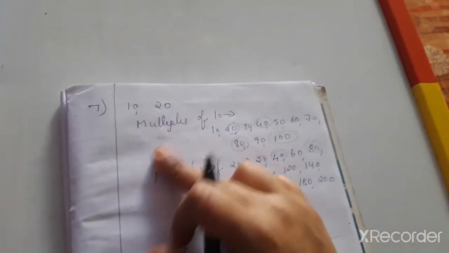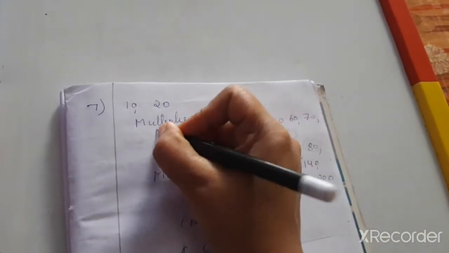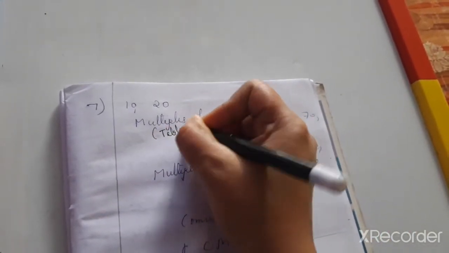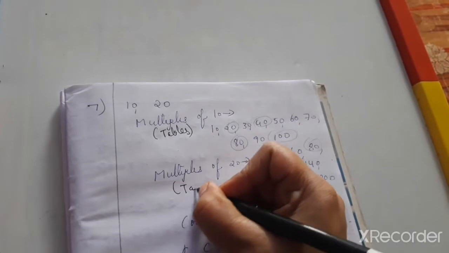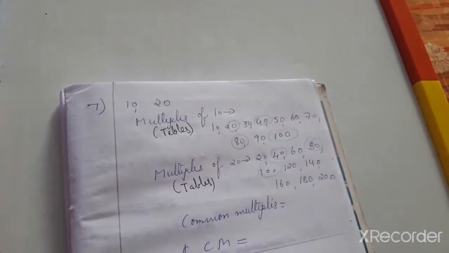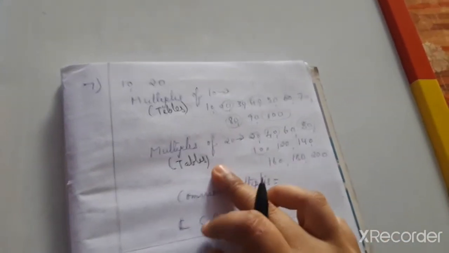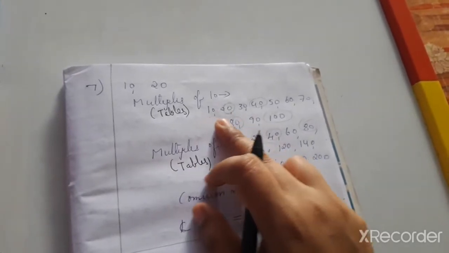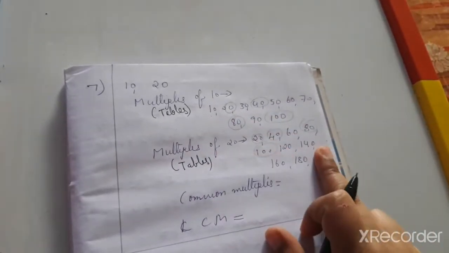Next, 10 and 20. We have to write the multiples of 10, which means the tables of that particular number: tables of 10 and tables of 20. Now multiples of 20 and 10: the 10 ones are tables we have to write, and the 20 ones are tables we have to write.